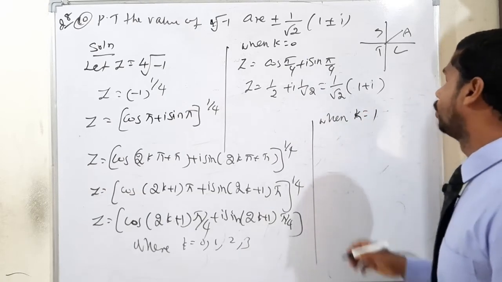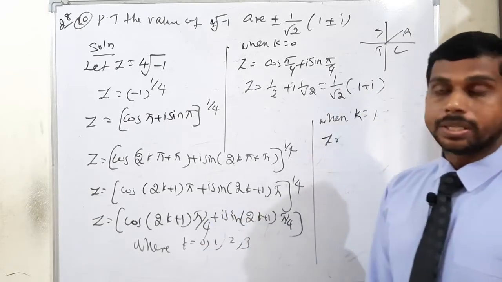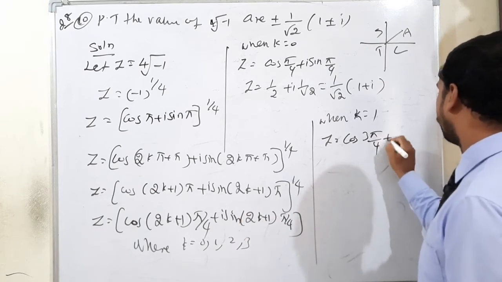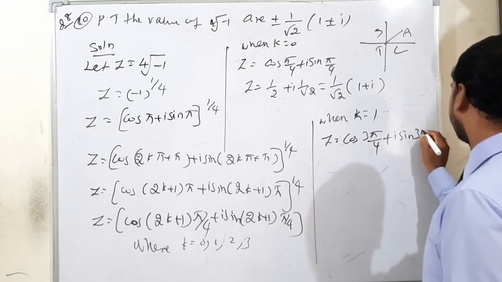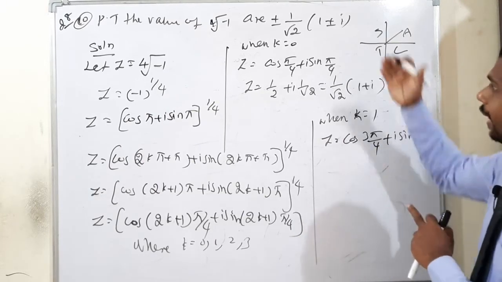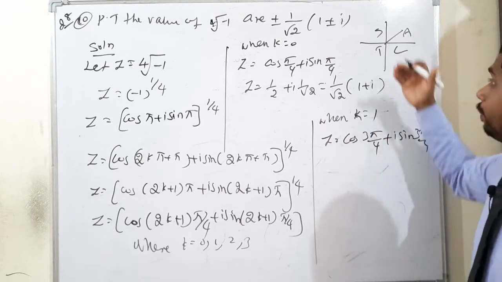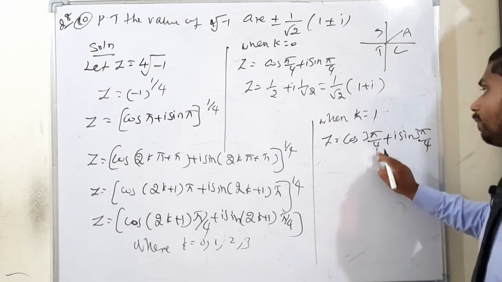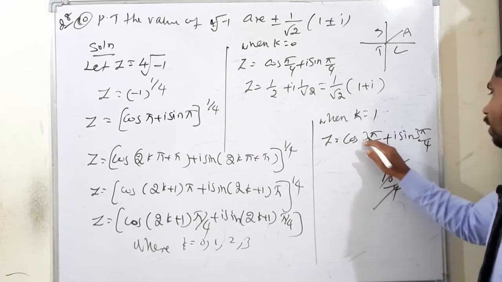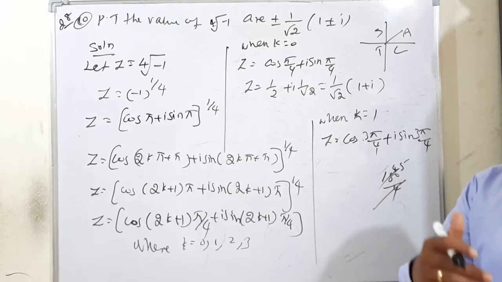What will happen when k is equal to 1? z is equal to cos 2 into 1 is 2, 2 plus 1 is equal to 3, so 3 pi by 4 cos 3 pi by 4 plus i sin 3 pi by 4. We can split it, or directly write it, because below 360 it will be very easy according to the unit circle. See, pi by 4 means 180 divided by 4, which is 45. 3 into 45 means 45 plus 45 is 90, plus 45 is equal to 135.